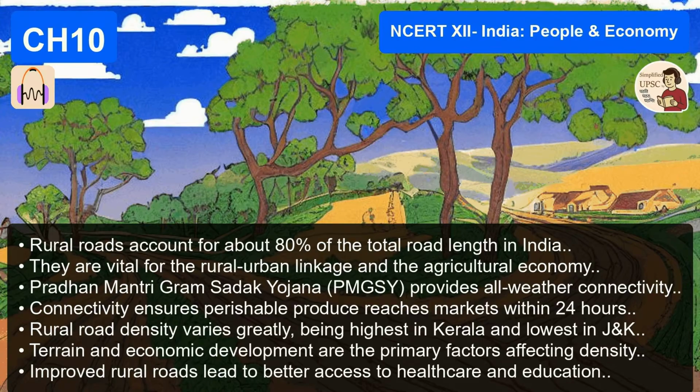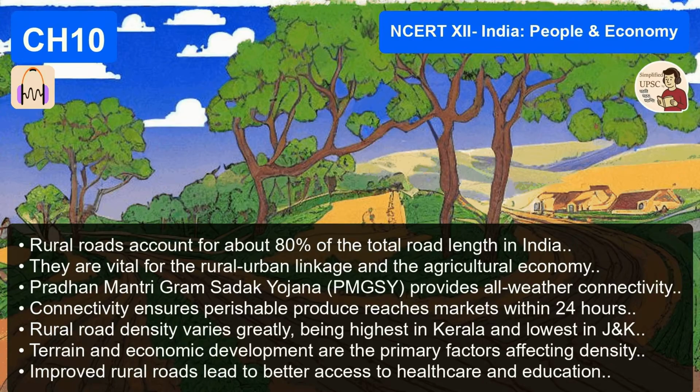These connect the state capitals to the district headquarters. They make up about 4% of the road length. Then you have district roads, which link the district headquarters to other important places in the district. That's about 14%. And then the giant at the bottom of the pyramid, rural roads. The massive bulk. About 80% of the total road length in India falls under rural roads.